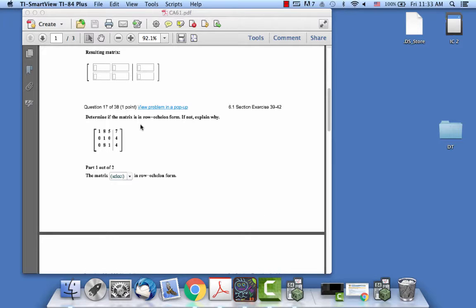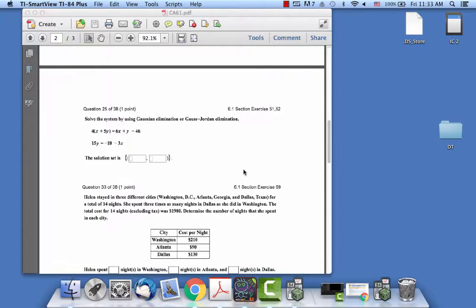Okay, so this one just says, is it in row echelon form? The answer is no, it's not, because there's an 8 right there, and that should be a 0. Row echelon form has 0s under the diagonal and 1s along the diagonal. Okay, so this one, Gaussian elimination, again, is the row echelon form. Jordan perfected it sort of with the Gauss-Jordan elimination, which is reduced row echelon form.